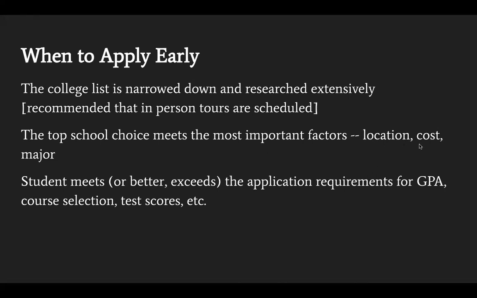My biggest one would be location, cost, and major. Obviously, your child does not want to go to a school that does not offer the major that they would like to study. And you want to make sure that cost and location, you can actually visit them, they can come home, etc. And then the student meets or better exceeds the application requirements. That's a really important note, that you will see that Zello and Parchment actually will show students if they can meet the requirements of a typical application that has been accepted by that school. And so they should be meeting GPA, course selection, test scores, etc.